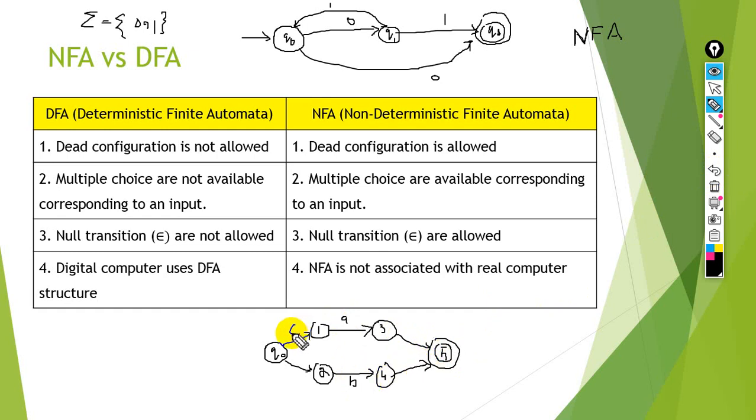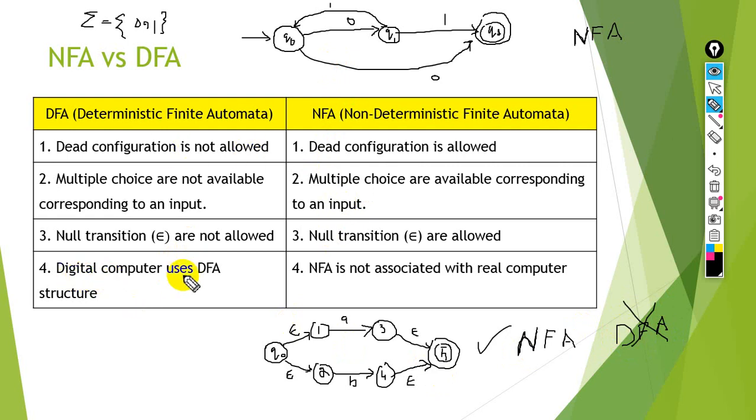For example, I'm making a null transition, and this is also a null transition. It is allowed in an NFA, no problem. So null transitions are allowed in an NFA, but null transitions are not allowed in a DFA. A DFA does not accept null transitions. So this is also a difference between NFA and DFA: null transitions are allowed in an NFA but not allowed in a DFA.